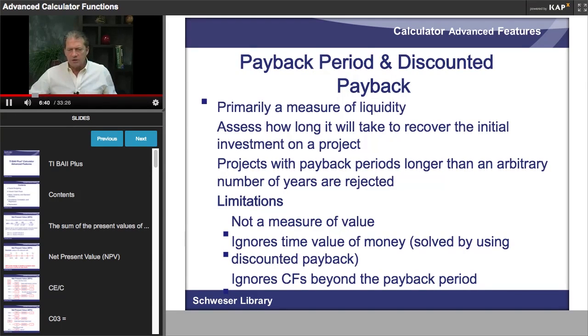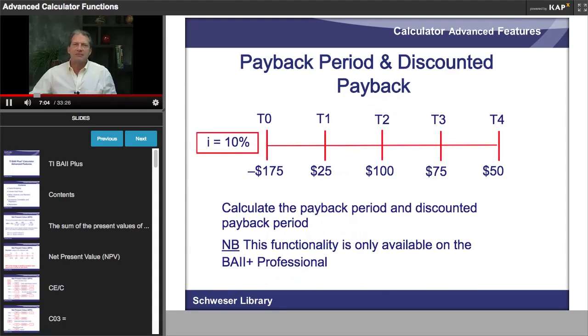Now, another calculation that we can do here is the payback period and discounted payback period. This is a measure of liquidity. How long does it take to get back the initial investment? So it's not a measure of value. It ignores the time value of money, and it ignores any cash flows beyond however many years it takes to get the original investment paid back.